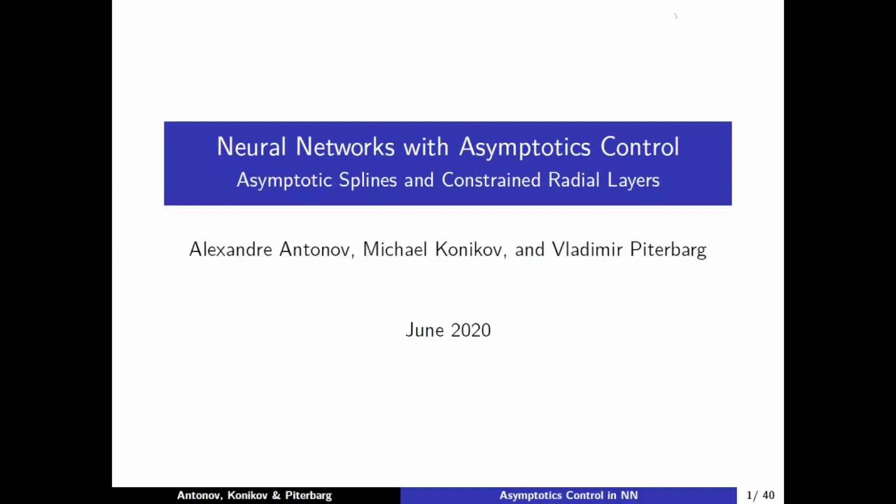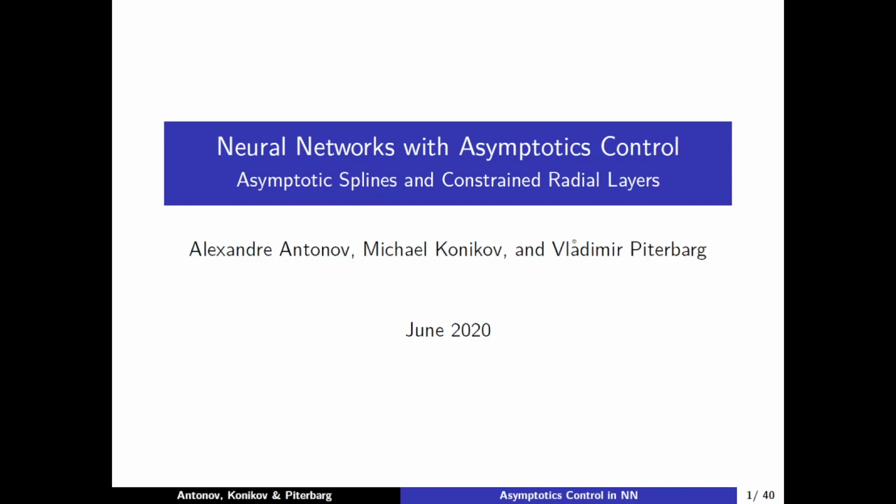Thank you. Good morning or good afternoon, ladies and gentlemen. In this presentation, I will tell about possibilities of asymptotic control and other sorts of controls in neural networks. The subtitle of this presentation is Asymptotic Splines and Constrained Radial Layers. So we'll construct around these technical achievements. This presentation is based on our paper with Michael Konikoff and Vladimir Pishobark. It's available on SSRN.